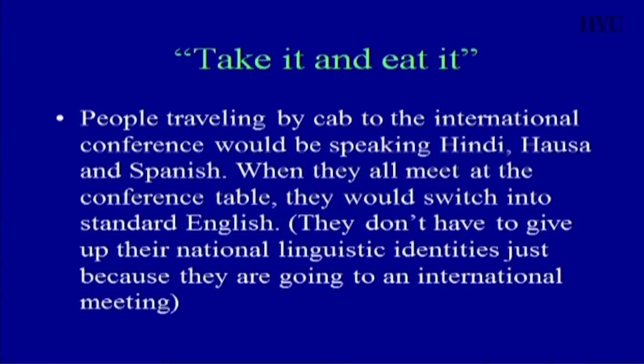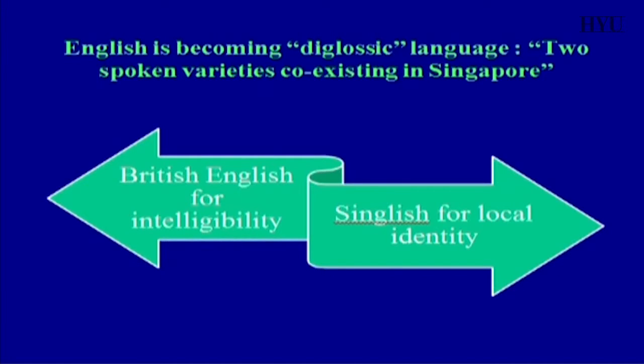This is the take it and eat it approach that, for example, many Chinese, Koreans and Japanese will take. In other words, they are speaking two varieties of English. On the one hand, they are speaking standard British English for intelligibility. In other words, they are trying to speak British English to make themselves understood by native speakers. On the other hand, however, they can switch to their local varieties of English, like Konglish and Chinglish. In this way, you can use the language as a means to express your local identity.